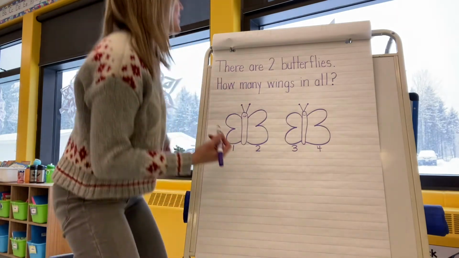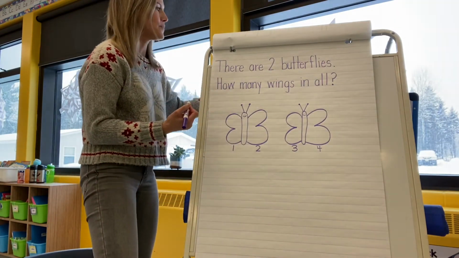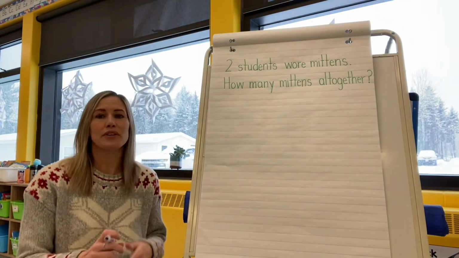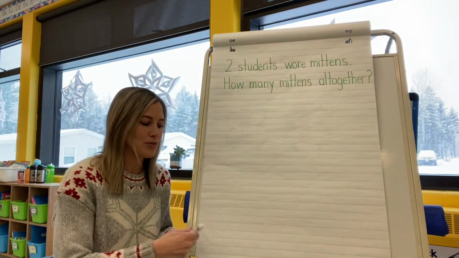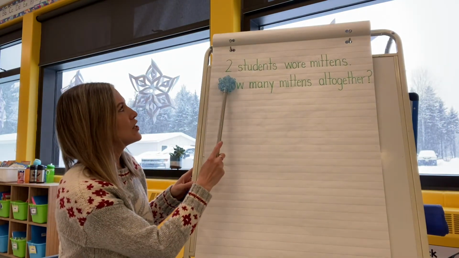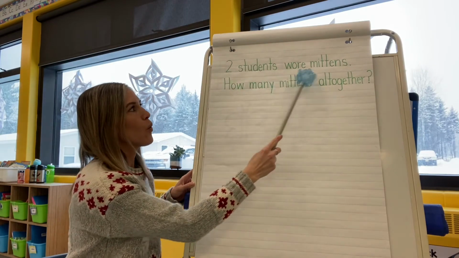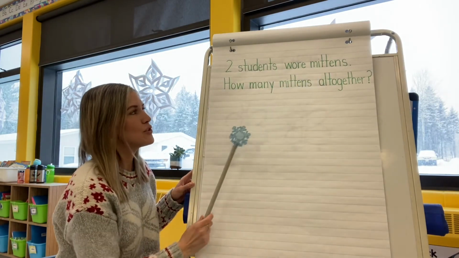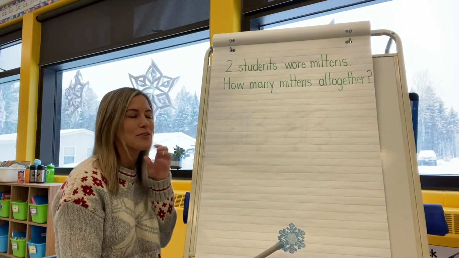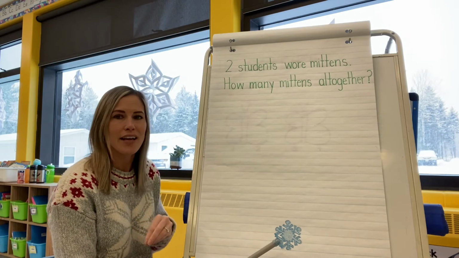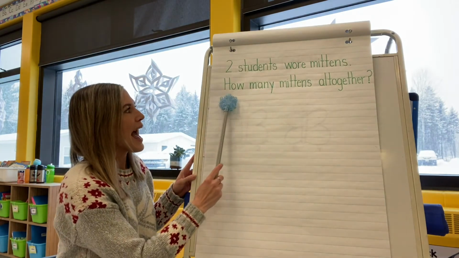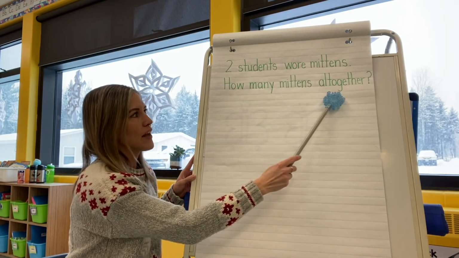Excellent. All right, so now I want to show you another word problem. This time I'm going to read it with you, but I ask that you do this independently at home on your own. So this one says, 2 students wore mittens. Can you picture in your mind, maybe you and a friend, close your eyes and you can imagine you with your mittens on and your friend, or maybe your mom, dad, or brother and sister with mittens on. How many mittens all together?